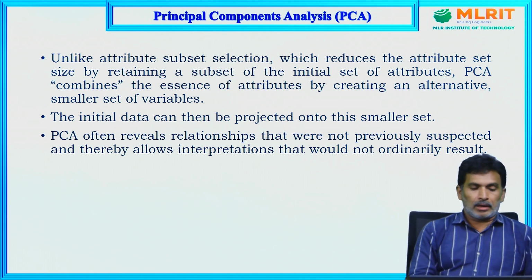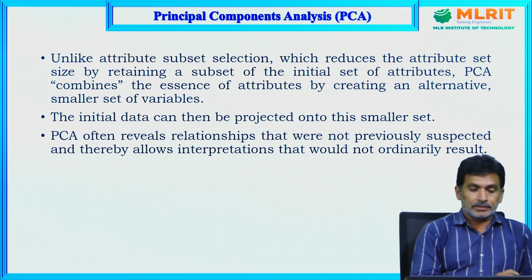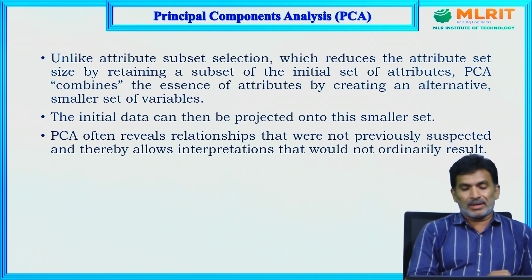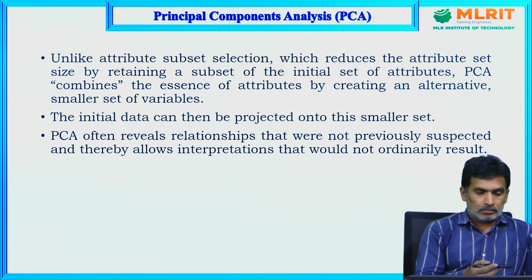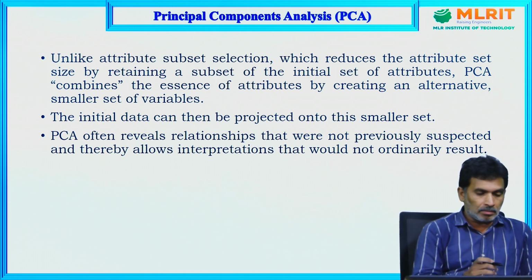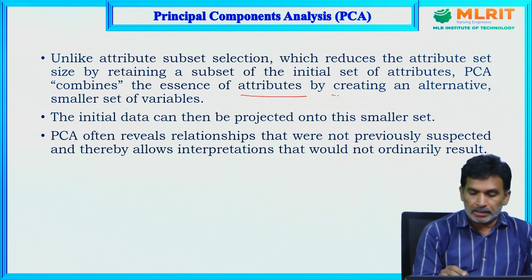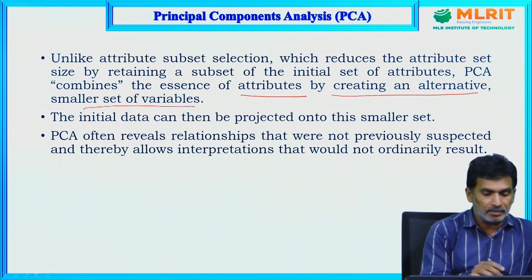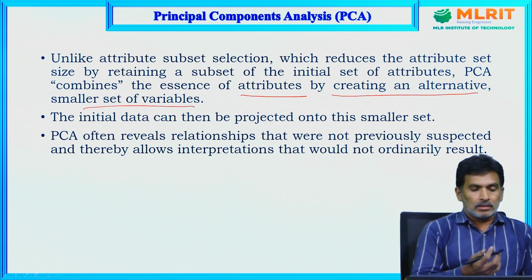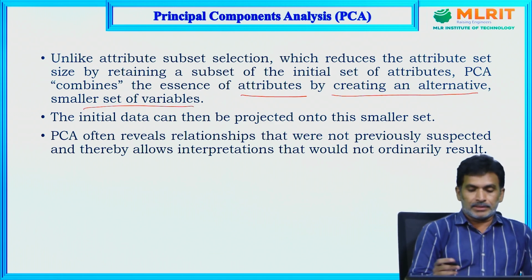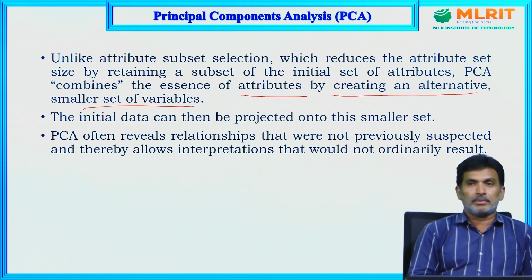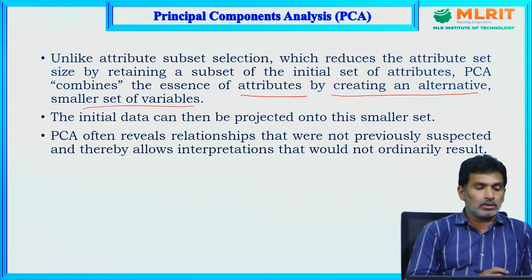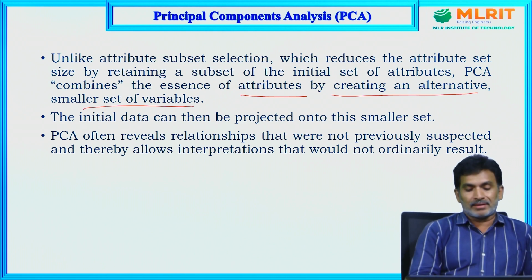Unlike attribute subset selection, which will be discussed in the next lecture, principal component analysis reduces the attribute set by combining the essence of attributes, creating an alternative smaller set of variables. Whereas attribute subset selection reduces the attribute set by retaining a subset of the initial set of attributes. In principal component analysis, it combines the essence of attributes by creating an alternative smaller set of variables.